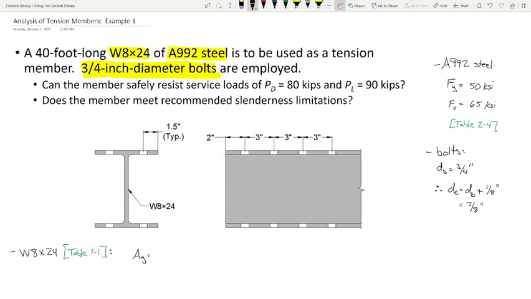7.08 inches squared. There you go. We're going to need that property, obviously. We're going to need that to do net area and gross area. Okay? Look at the tension member. Anything else you think we're going to need?